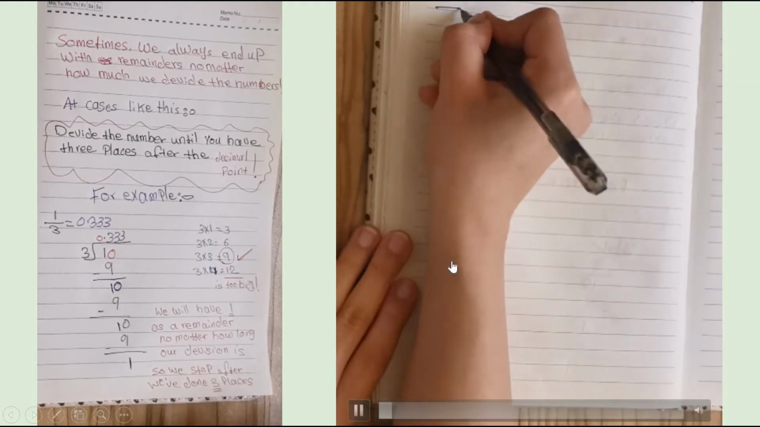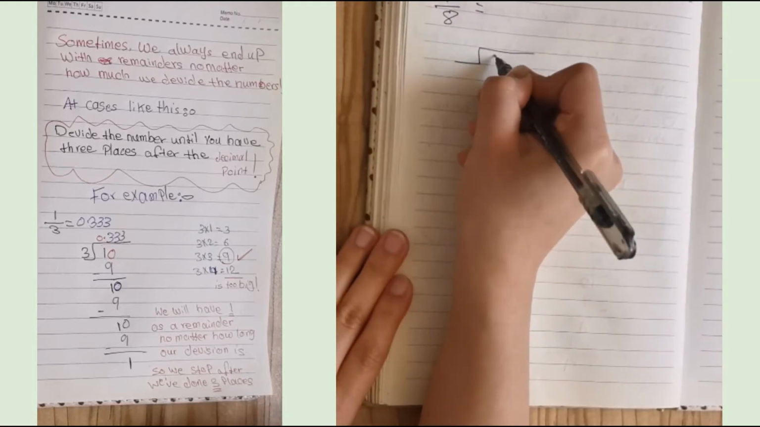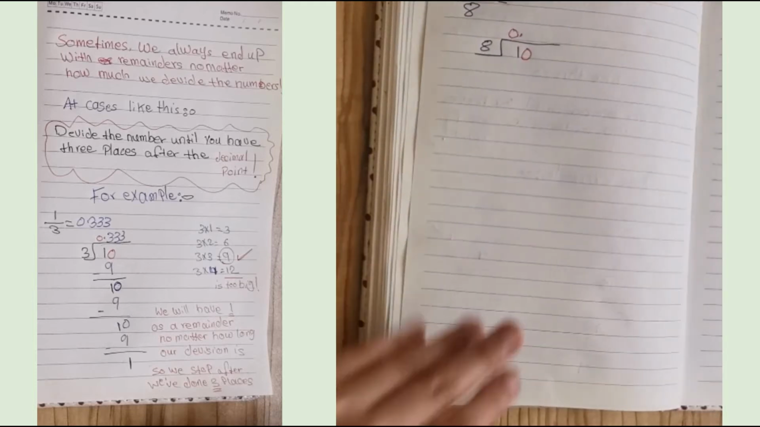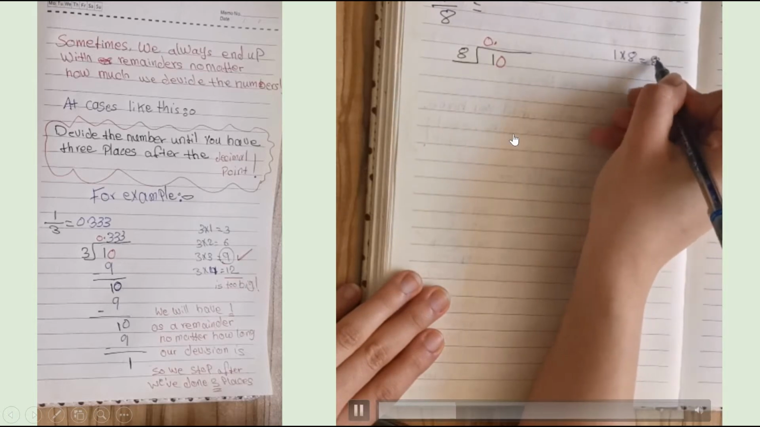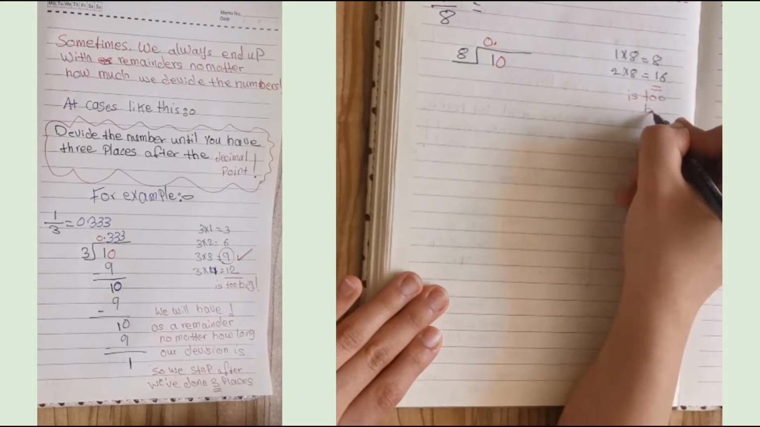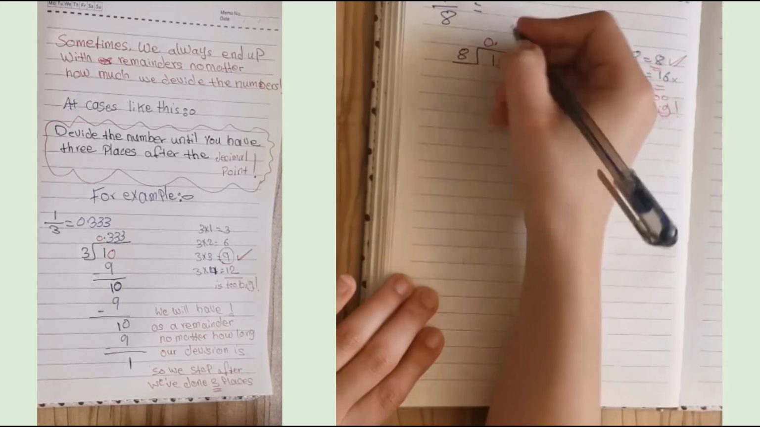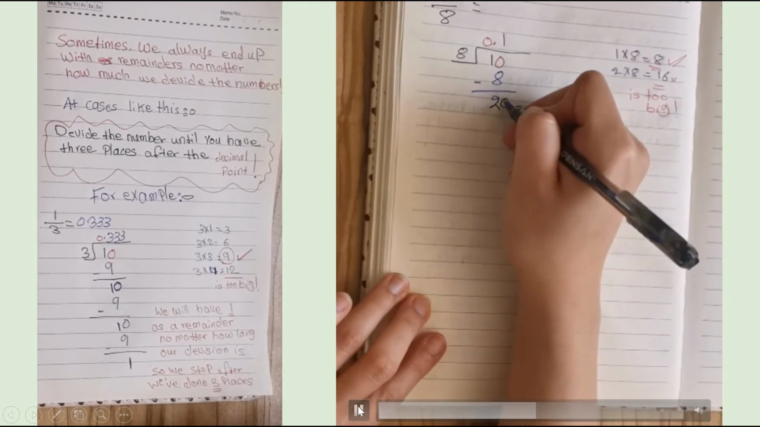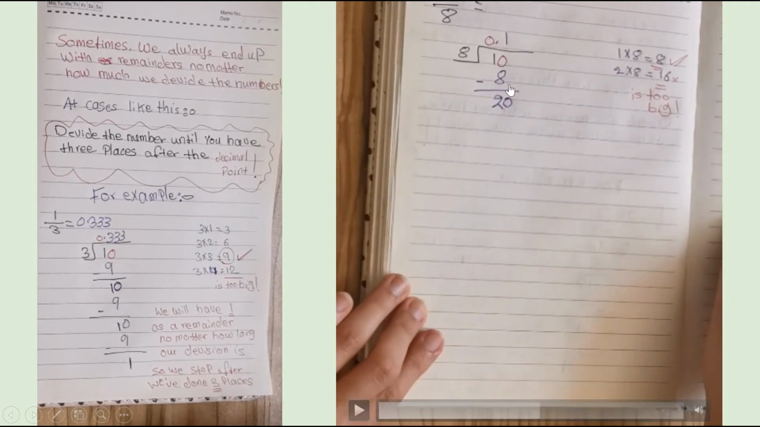Alright, let's look at another example, 1 out of 8. Now we are dividing 1 by 8. We don't have any 8 in 1, so we put a 0 with a decimal, then a 0 next to it. We are looking at the multiples of 8 to find the closest number to 10, which is 8. 1 times 8 is 8. If we subtract 8 from 10, we get 2. Again, 2 is too small, so we put a 0 next to it to get 20.